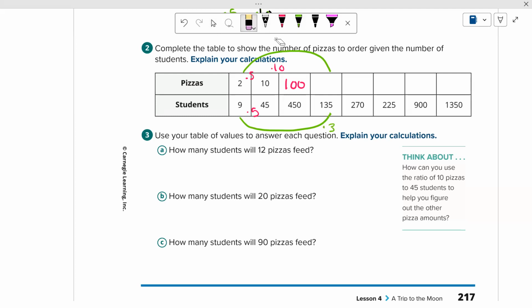Oh, wait, no, not 30. 15. 15 would work. I notice 9 times 15 is 135. 2 times 15 is 30. So we're going to try this next. Hold on real quick. Let me see if this works. Okay, let me try this next number.